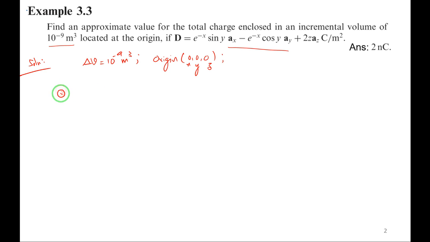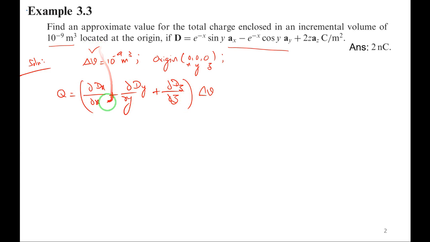We know the formula, Q is equal to dou by dou x of Dx plus dou by dou y of Dy plus dou by dou z of Dz, into delta V. Is it fine? Okay, delta V is given. First we will calculate dou by dou x of Dx, Dy, Dz, right? So here D vector is equal to Dx into ax plus Dy into ay plus Dz into az. Is it fine?